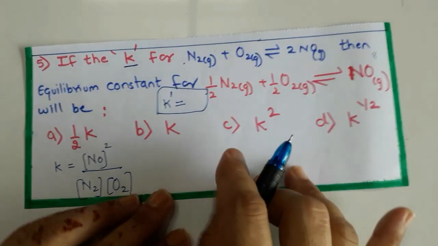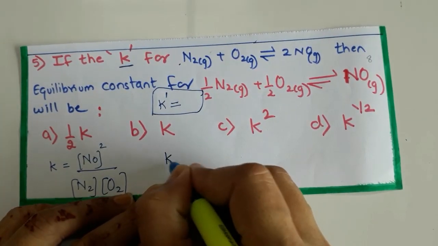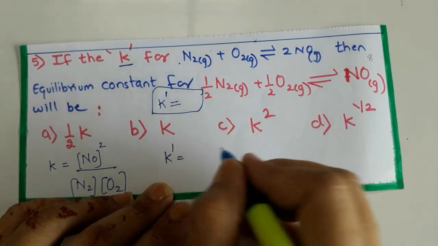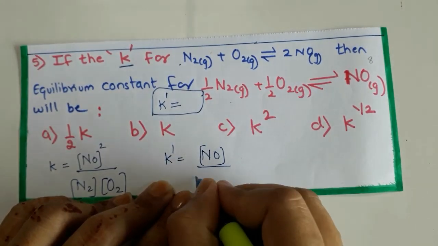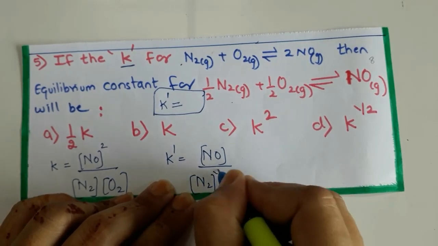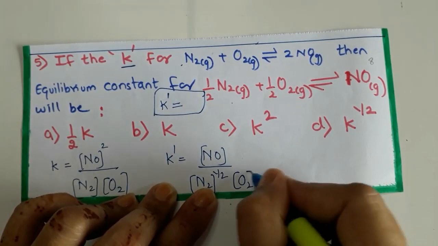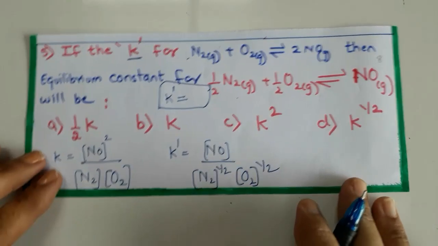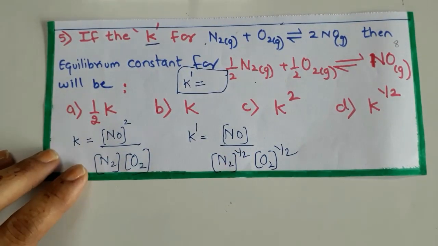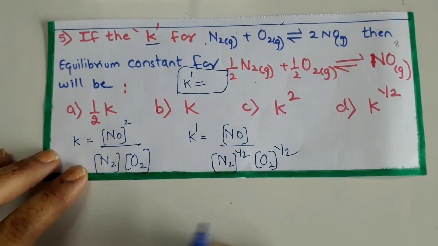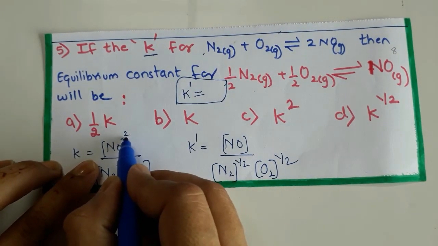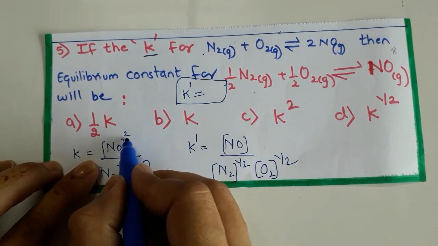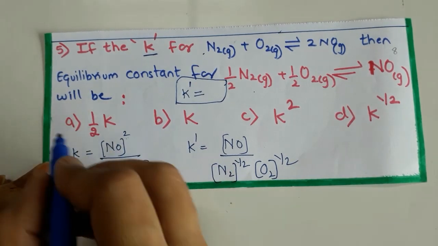Now what we want to do is, suppose K dash is equal to NO upon N2 half and O2 half. Now students, just see these two expressions. If you want that here you should not get 2, you should get 1, what we have to do? We have to divide this by 2, isn't it? So we'll take square root on both the sides.